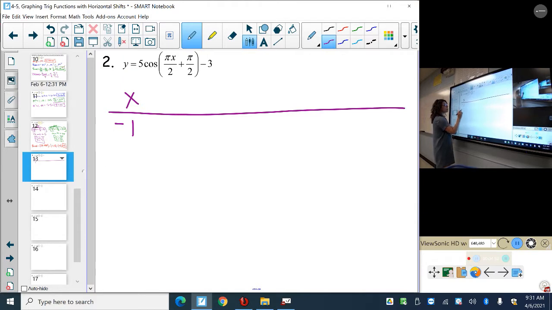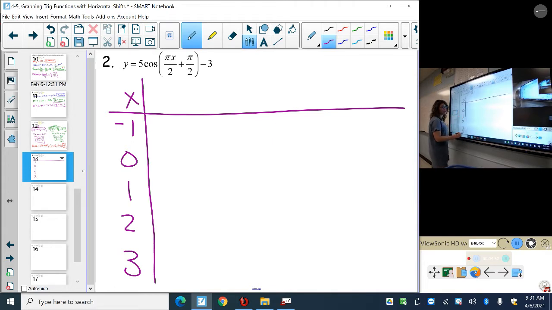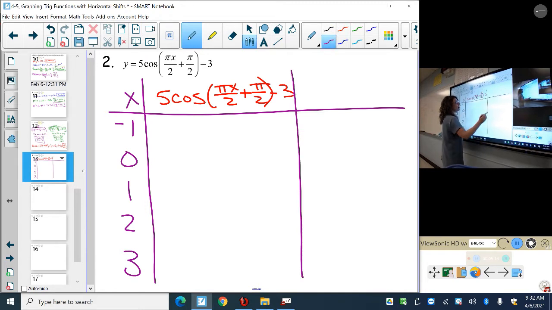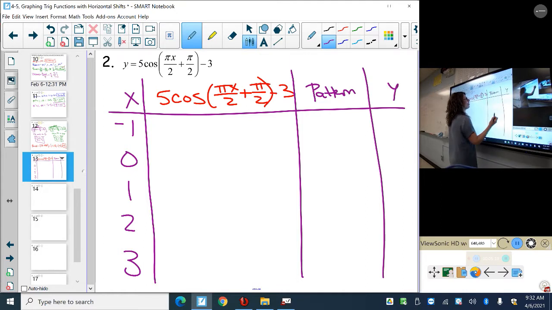So negative 1 plus 1 is 0, plus 1 is 1, plus 1 is 2, plus 1 is 3. That one was super easy. We didn't need our calculator for that, right? So then what goes on the inside here is going to be the 5 times the cosine of pi x over 2 plus pi over 2 minus 3. Okay? Then I'm going to go ahead and have my pattern here. And then I'm going to have my y value.